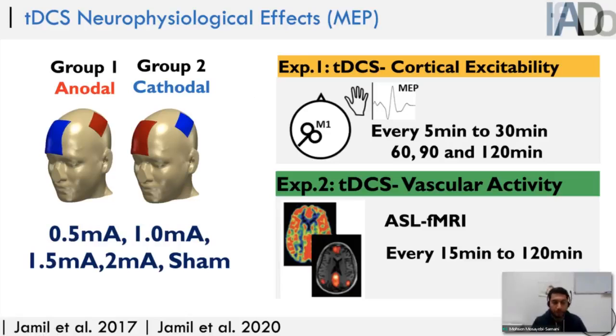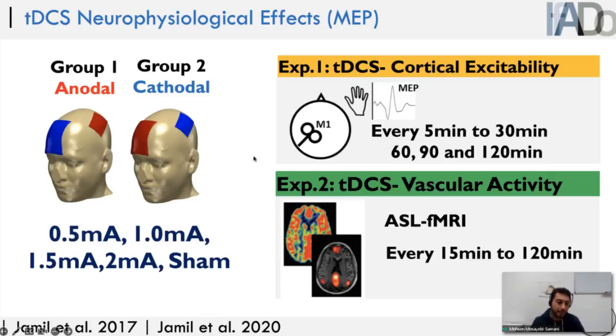We had a data set of two subsequent experiments in which 29 participants were divided into two groups of anodal and cathodal tDCS, and in each group, participants received 0.5, 1, 1.5, 2 milliampere, and sham for 15 minutes. The first experiment investigated the neurophysiological effect of tDCS using TMS-MEP up to 2 hours after the end of stimulation in comparison with sham and/or baseline.